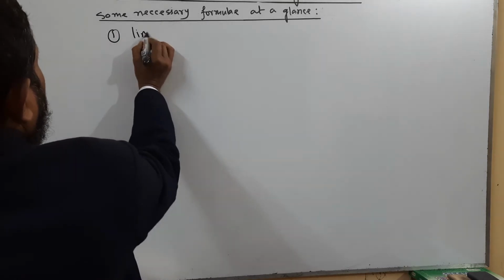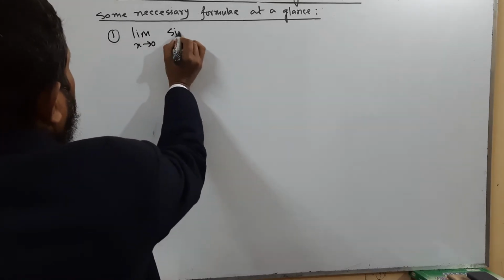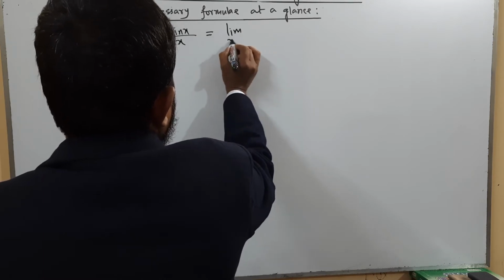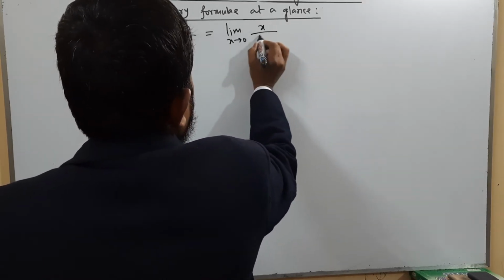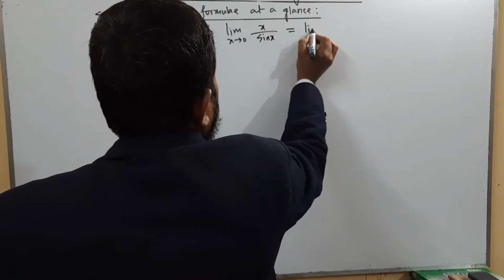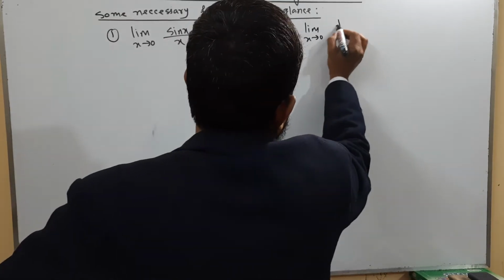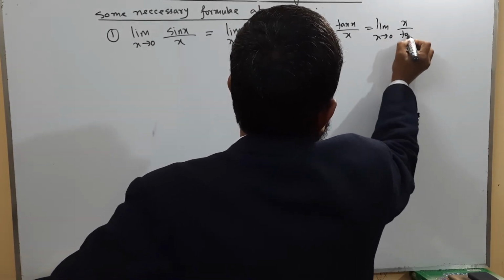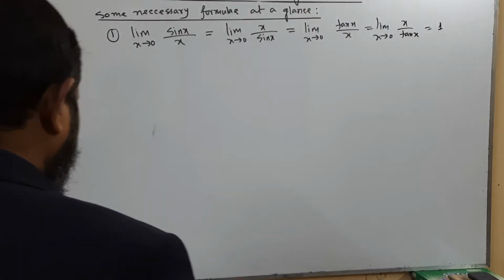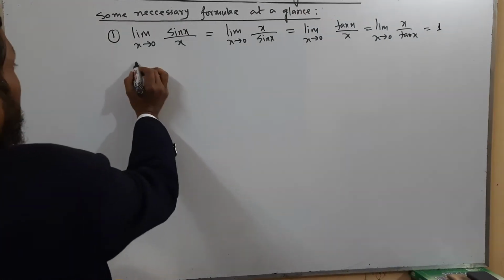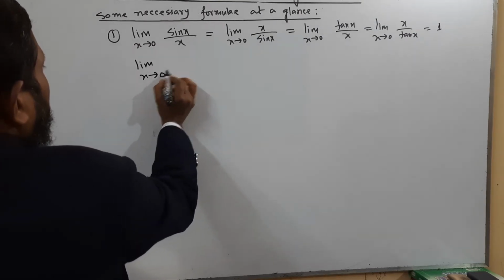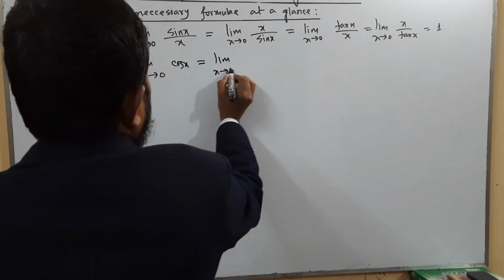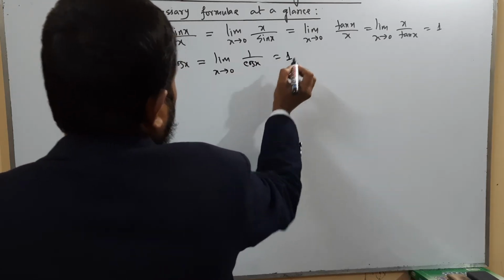1. Limit x tends to 0 of sin x by x, or limit x tends to 0 of x by sin x, limit x tends to 0 of tan x by x, or limit x tends to 0 of x by tan x. This is equal to 1. Or limit x tends to 0 of cos x, limit x tends to 0 of 1 by cos x is equal to 1.